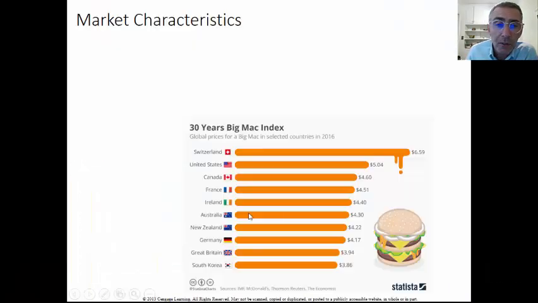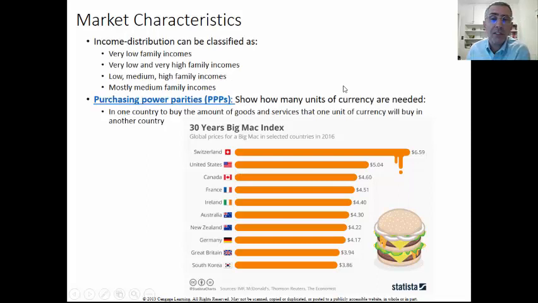All right, moving along, the market characteristics. So income distribution, how you classify income distribution: very low family income, very low and very high family income, low, medium, high, and mostly medium. In marketing, we like to group things in different areas. I always tell students in the intro to marketing class, especially in advertising, that people in marketing and advertising, their job is to do what your mama told you not to do, right? Don't judge a book by the cover.